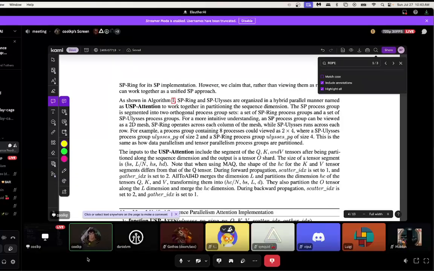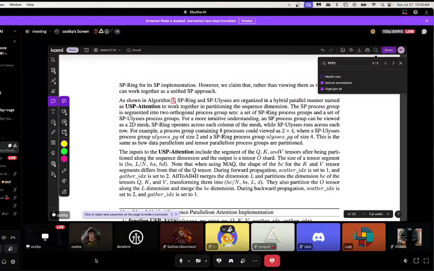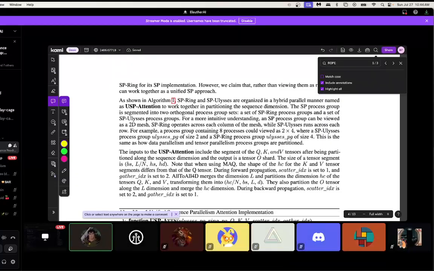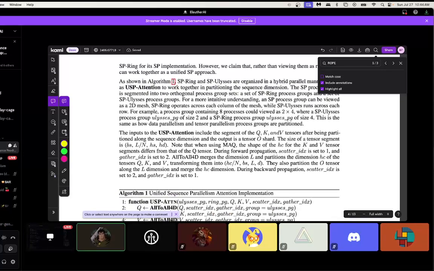SP ring operates across each column of the mesh, while SP Ulysses runs across each row. For example, a process group containing 8 processes could be viewed as 2 by 4, where the SP Ulysses process group is a Ulysses PG of size 2 and the SP ring process group is a ring PG of size 4. This is the same as how data and tensor parallelism process groups are partitioned.